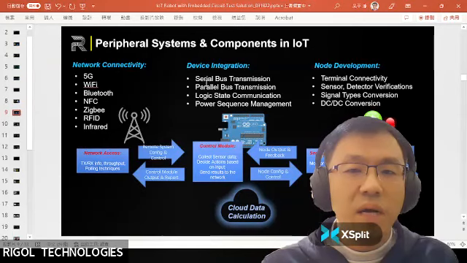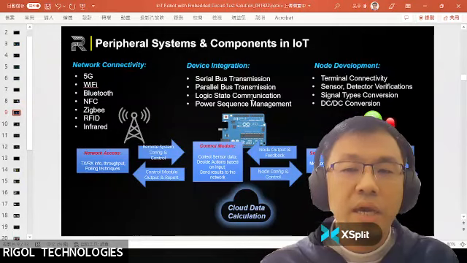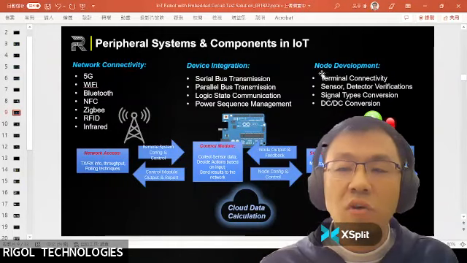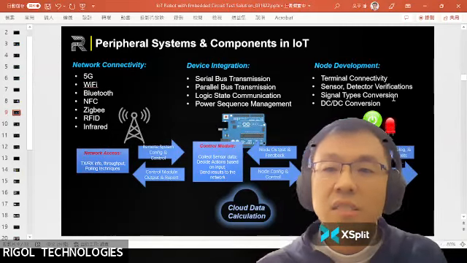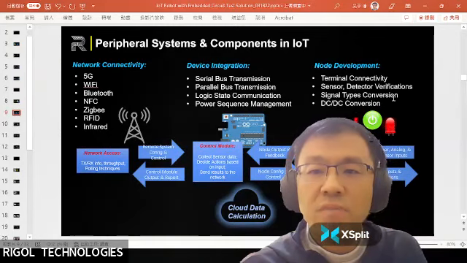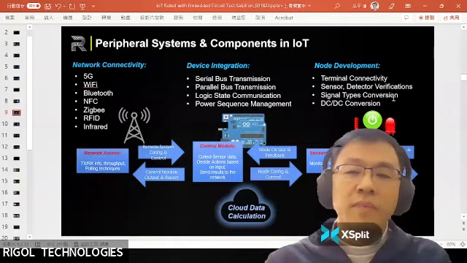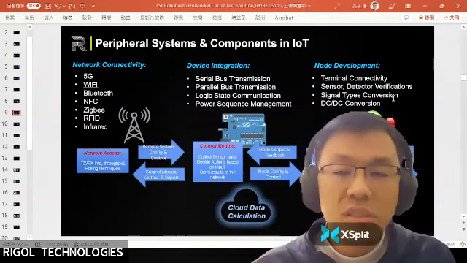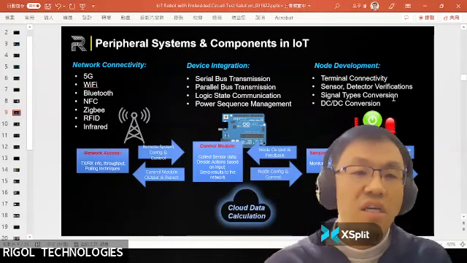And serial bus transmission, parallel bus verification, logic state, and power sequence management are all under the device integration part. And the inside one is node development, that is communication with the terminal connectivity, sensor, detector, verification, and signal type conversion, such as digital nodes and DC to DC conversion architectures.